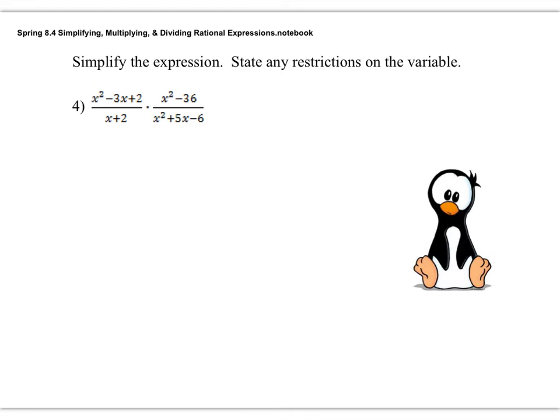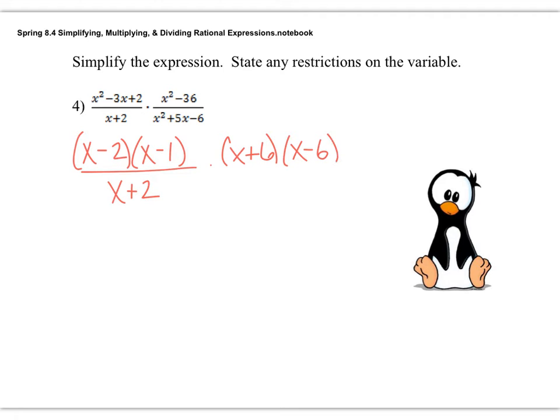All right, number 4. Directions. Let's see, step 1 says to factor. So on the top, we're going to have x minus 2 and x minus 1. The bottom actually does not factor. It's 2 terms, but I don't have an x squared, there's no GCF, there's nothing I can do with it. The top is a difference of squares, x plus 6 and x minus 6.